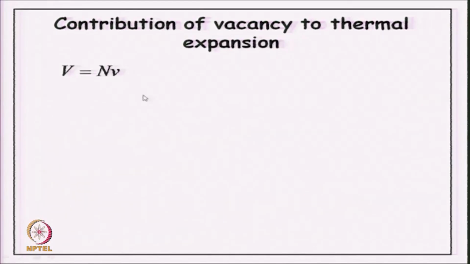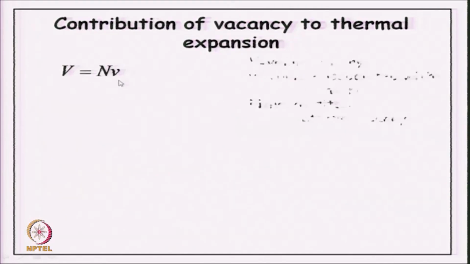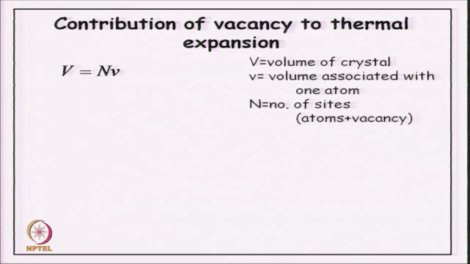So, if we write the total volume of the crystal as total number of sites times the volume per site. So, capital V is the total volume of the crystal, little v is volume associated with one atom, and capital N is the total number of sites. So, it is atom plus vacancy. We are assuming that vacancy is also occupying the same volume as atom. So, the total volume of the crystal will be N times v. If we simply differentiate this expression, then delta V will be capital N times delta small v plus small v times delta capital N.